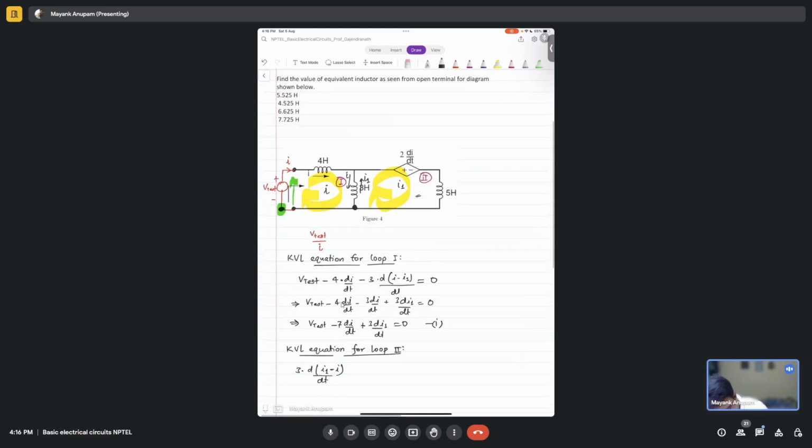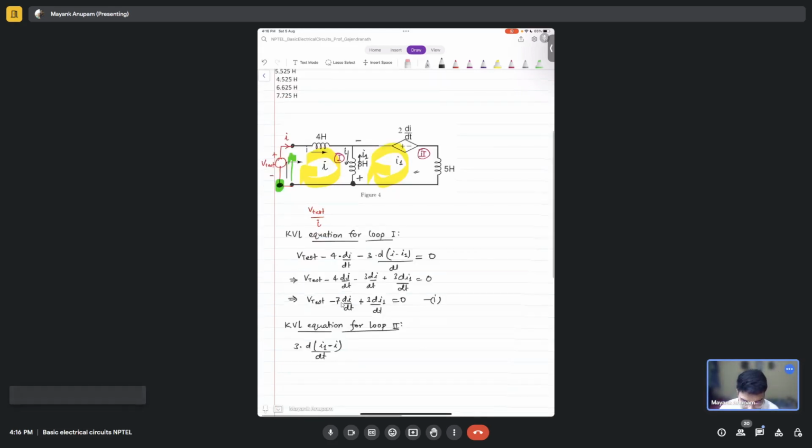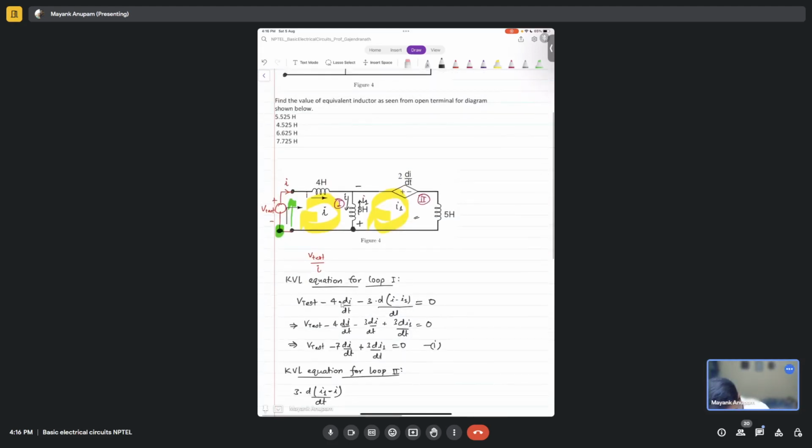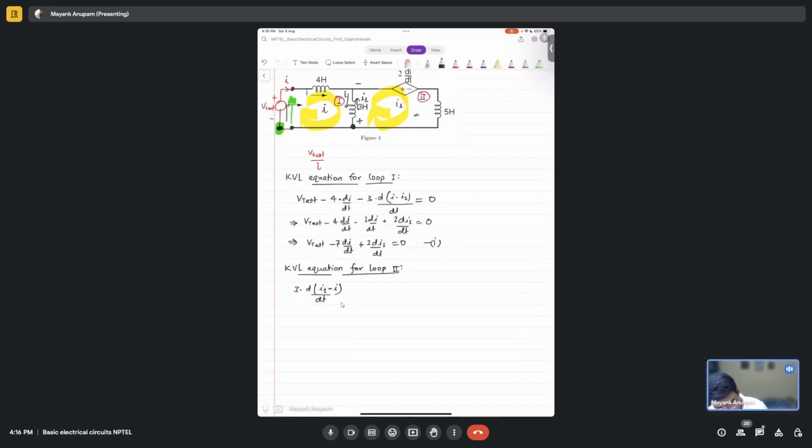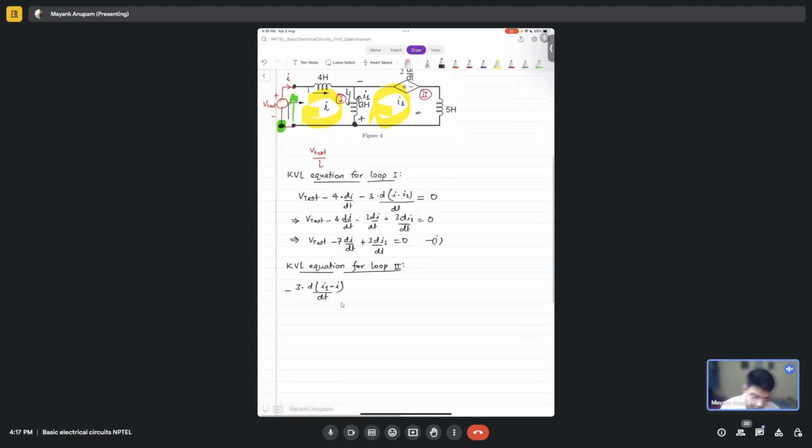In this case, the direction that we have assigned is such that this is supposed to be plus for us and this is supposed to be minus for us, right? Correct. And the current flowing in this direction is I1 minus I, right? Net current is I1 minus I. So it should be 3 times d(I1 minus I) divided by dt, and then there will be a minus sign here, isn't it?